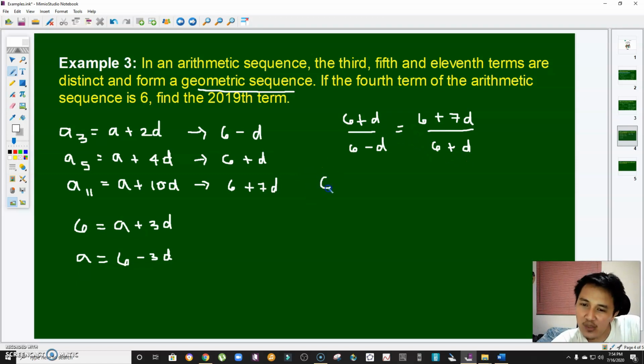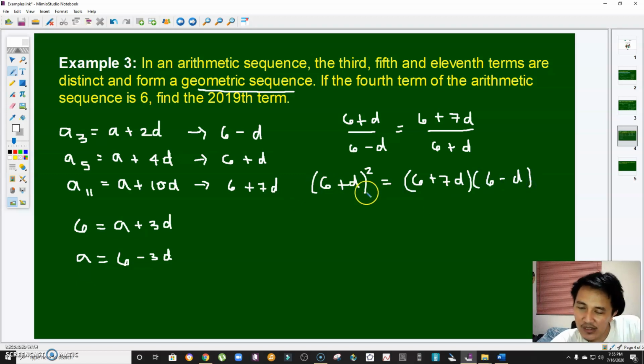So, that will be 6 plus d, squared, equals the product of these two. So, that is 6 plus 7d times 6 minus d. Then that's it. Square the binomial. So, that will be 6 squared, that will be 36, plus 6 times d times 2, that will become 12d. The last term of this binomial is d squared.